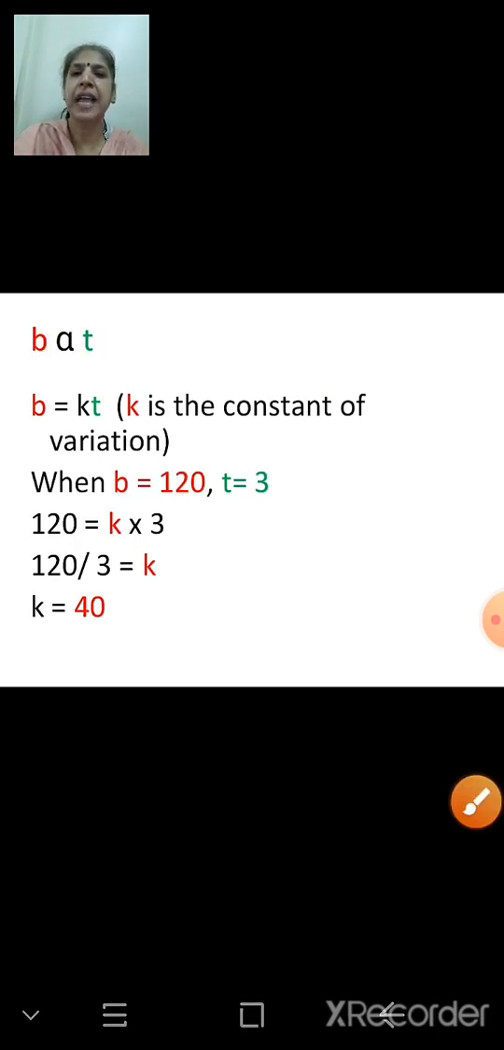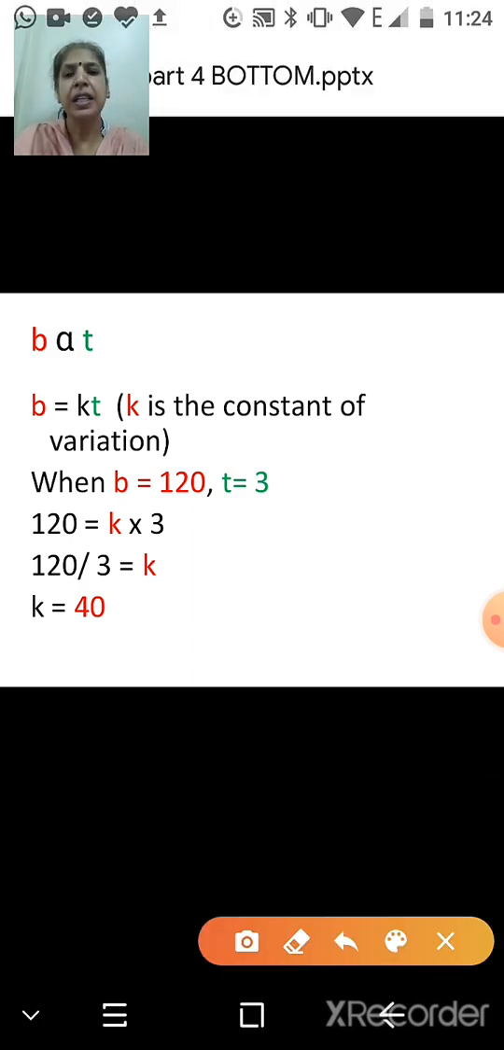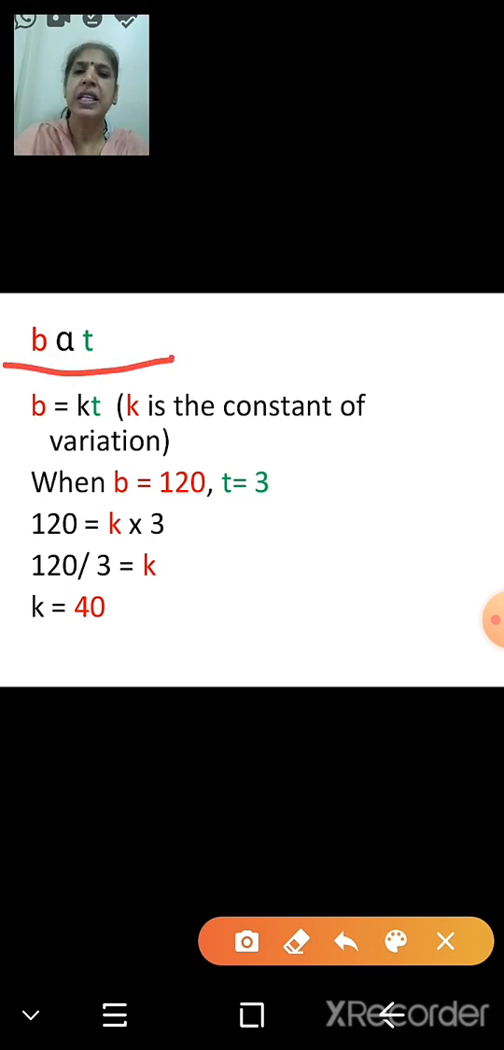Now, as it is direct variation, how do we write direct variation? B varies directly as T. So, B and the symbol of varies, T. And now we have to change into an equation. So, varies will change to equal to. So, B is equal to KT. Now, what is K? K is the constant of variation. So, we have formed the equation B is equal to KT, where K is the constant of variation.